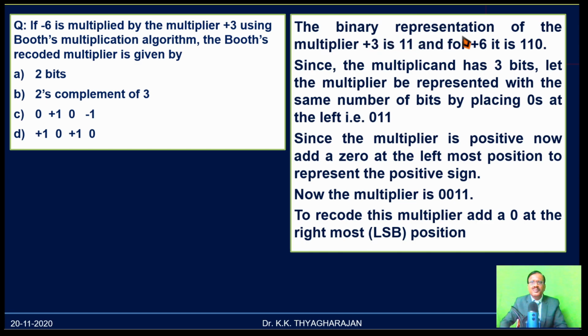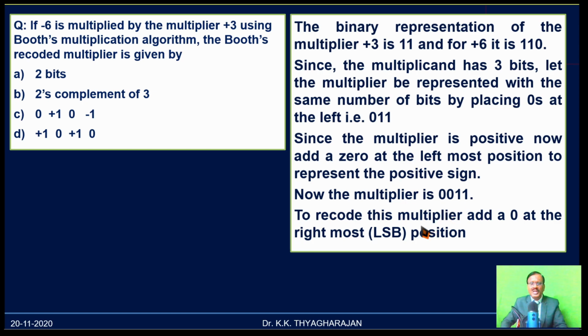The binary representation of the multiplier 3 is 1 1, and for 6 it is 1 1 0. First you have to make the number of bits in the multiplier and multiplicand same. That means you have to put 0 here for plus 3. So 0, 1, 1 is the initial value. Since the multiplier is positive, now add a 0 at the leftmost position to represent the positive sign. So now the multiplier becomes 0, 0, 1, 1.